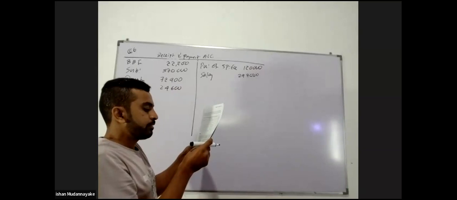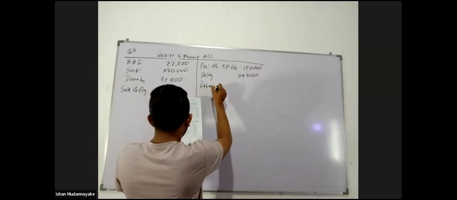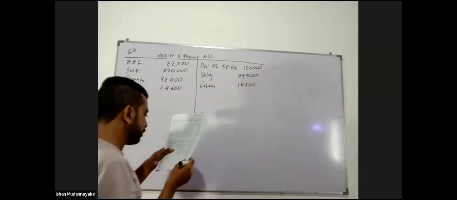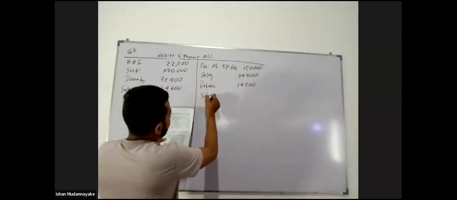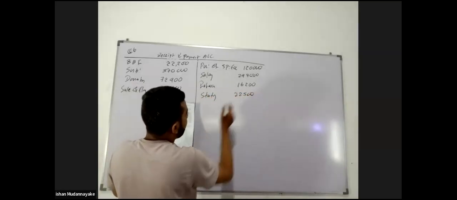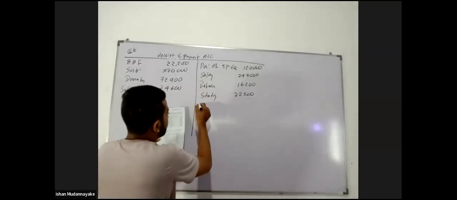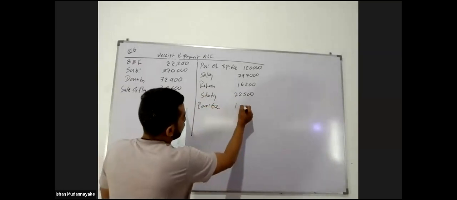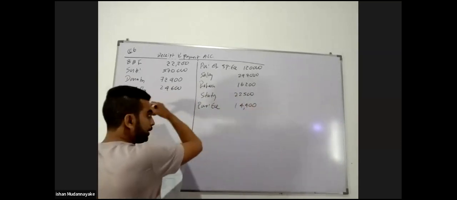Refreshment expense 16,200. Stationery, cash outflow, 22,500. Purchase of equipment, 14,400, a cash outflow. Cash book credit, equipment account debit. That's a double entry.